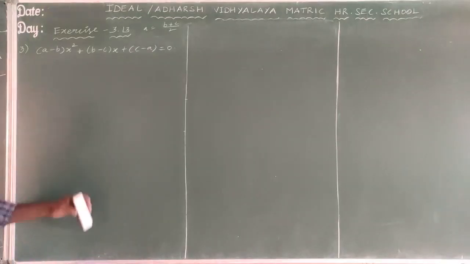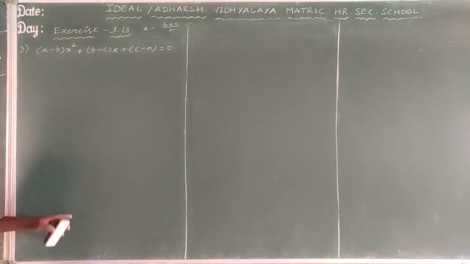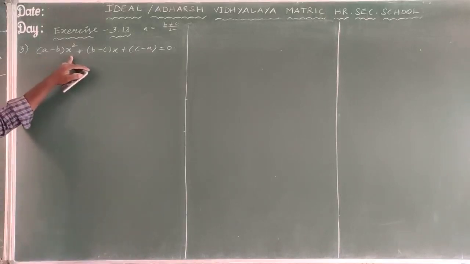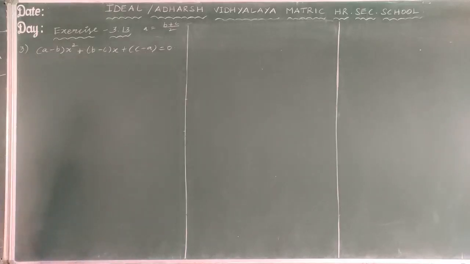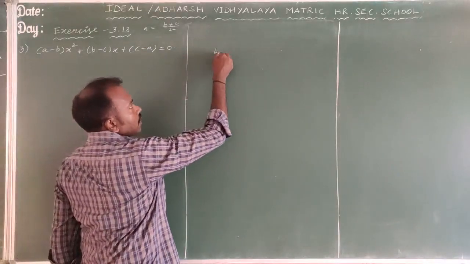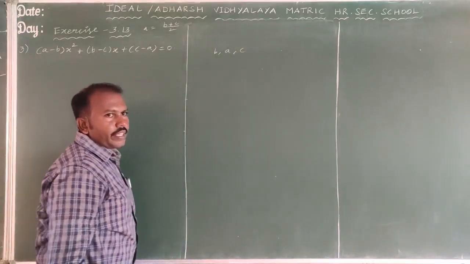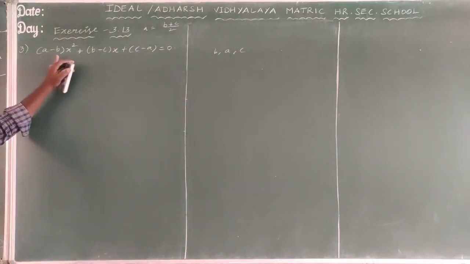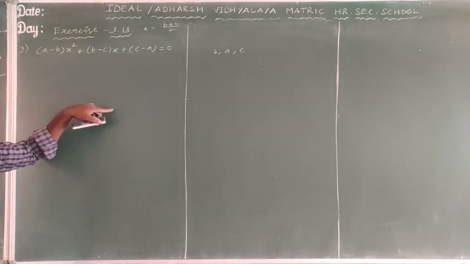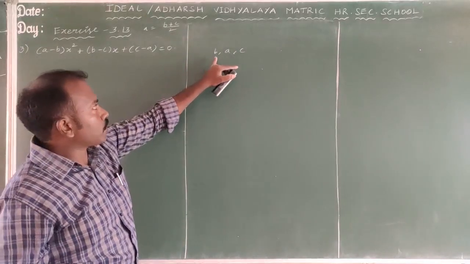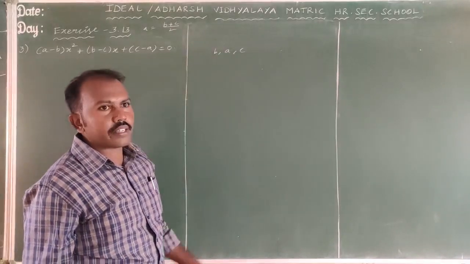Next one, third sum. If the roots of a minus b into x square plus of b minus c into x plus of c minus a is equal to 0 are real and equal roots, then prove that b comma a comma c are in AP. So the question says the roots are real and equal. So here discriminant is equal to 0. And what they asked us to prove is b, a, c are in AP.